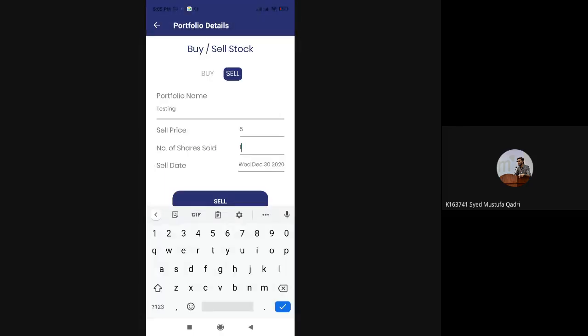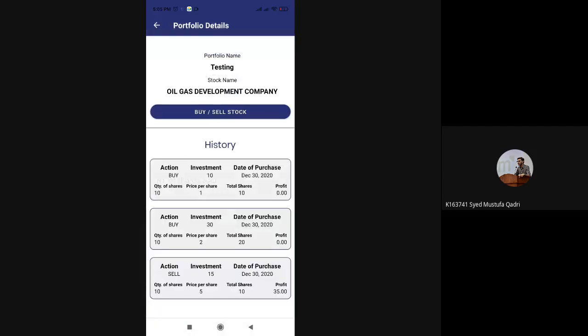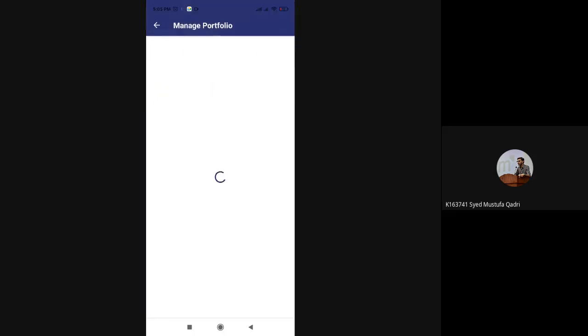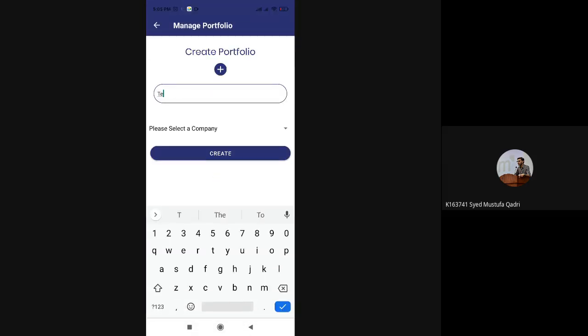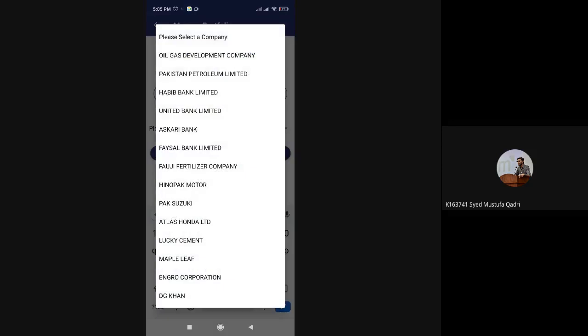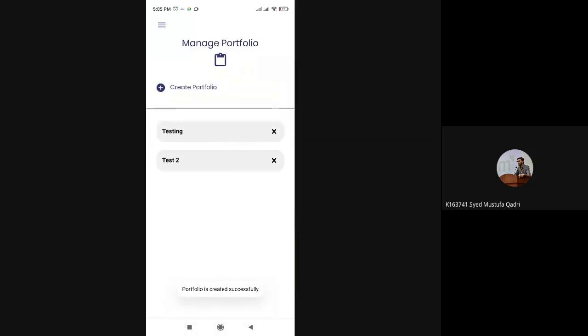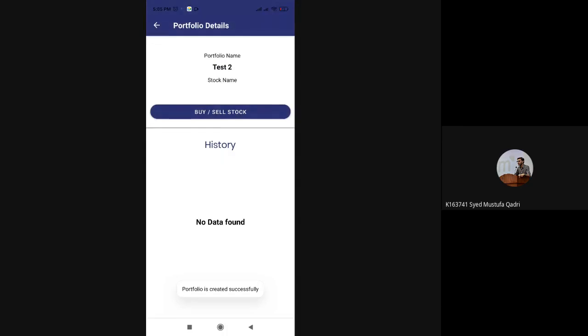Going back to the other features we have, I can have multiple portfolios, all listed here, like just two, then company UBL. It will appear like this. And again, this is empty because I have not performed any transactions over here.